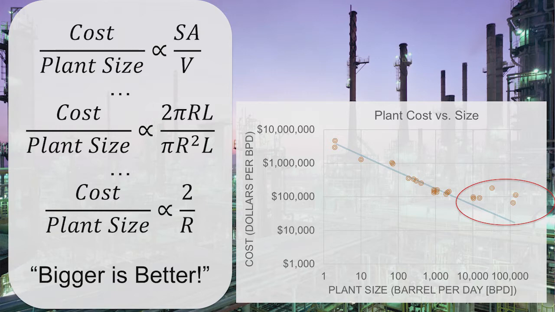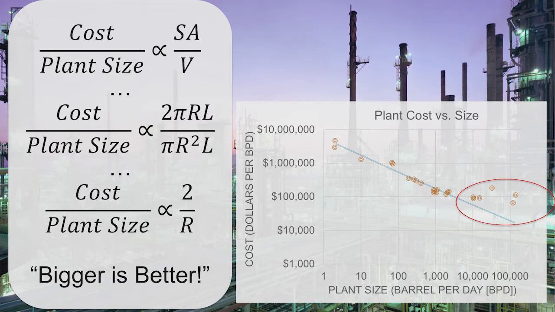This is something that's been well observed, and if you look at this data for GTL plants that have been built over the past decades, we see a good, strong downward trend. This is because of the design heuristic that tells us we want to minimize cost over the total amount of material that we process.